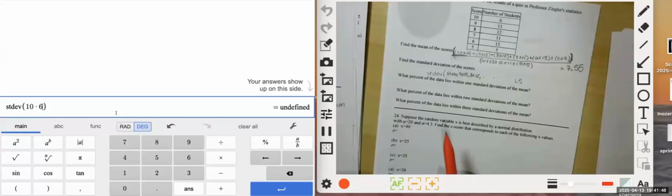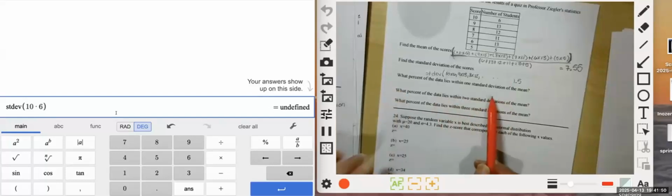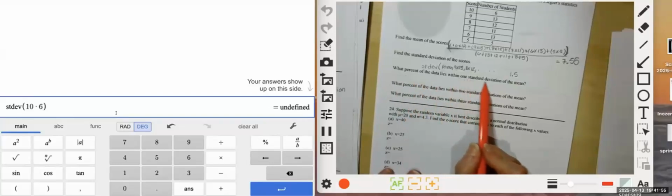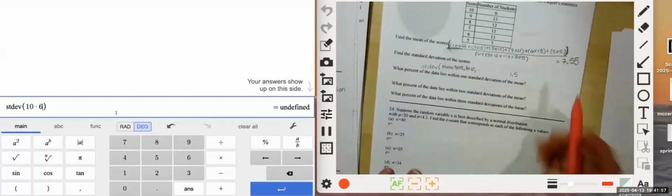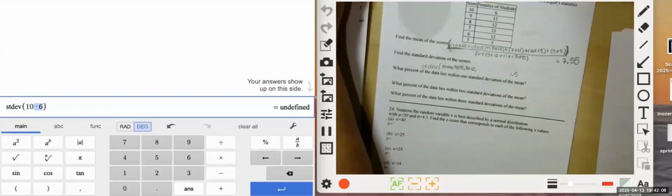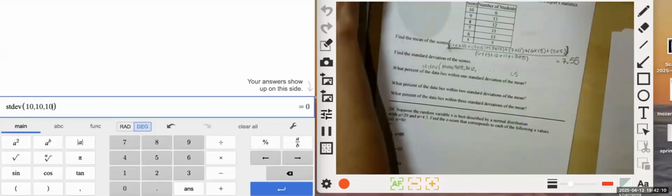Okay, so let's figure out the rest of these questions here. What percent of the data lies within one standard deviation? I'm sorry, could we have you go back and finish the process for this? Because I want to make sure that I'm doing this correctly. I understand that there's YouTube videos, but I want to make sure that I follow this in my recording. Oh, on this one, you just have to be sure to type in all of them.